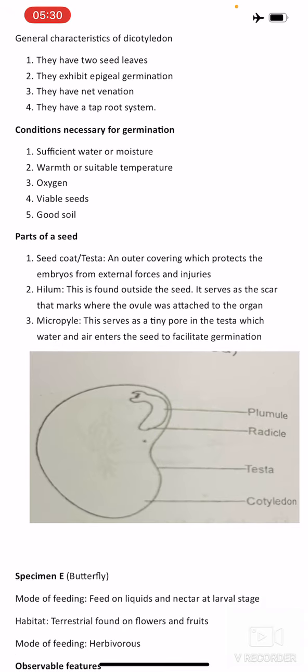We also have the micropyle. It serves as a tiny pore in the testa through which water and air enter the seed to facilitate germination.